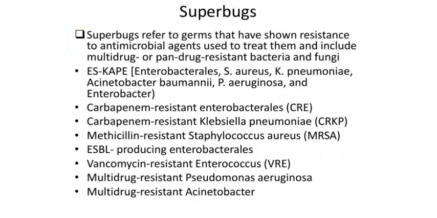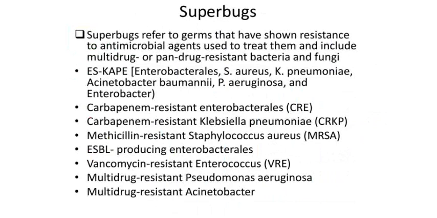The common terminology used for the group of six highly famous superbugs is ESKAPE, which stands for Enterococcus faecium, Staphylococcus aureus, Klebsiella pneumoniae, Acinetobacter baumannii, Pseudomonas aeruginosa, and Enterobacter. So these are the group of six microorganisms which are considered to be the superbugs.